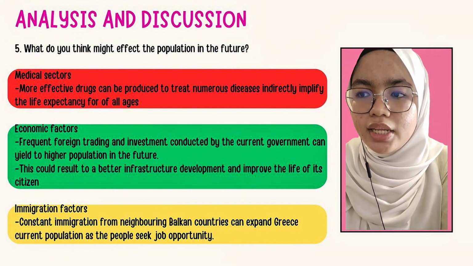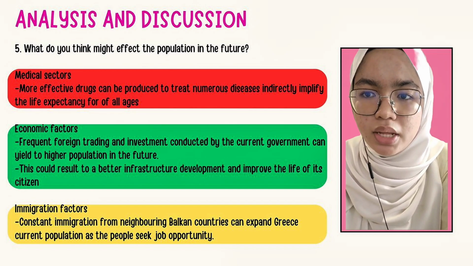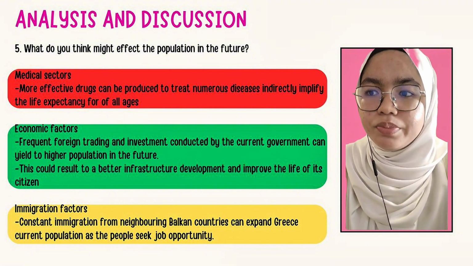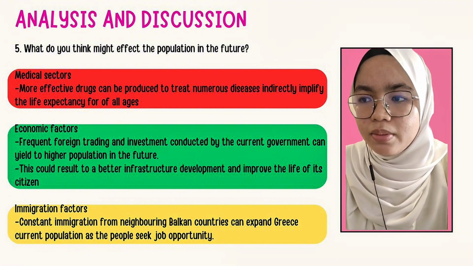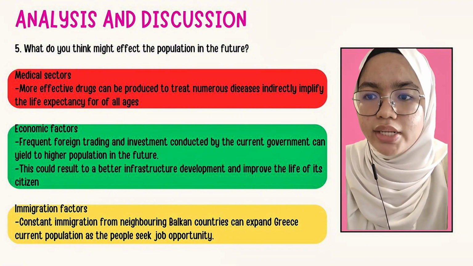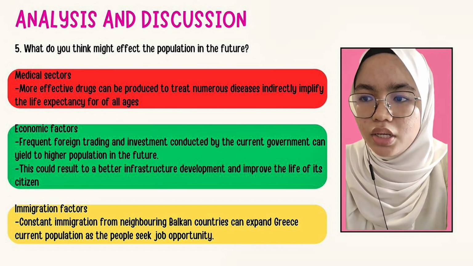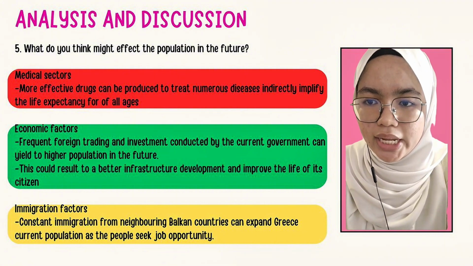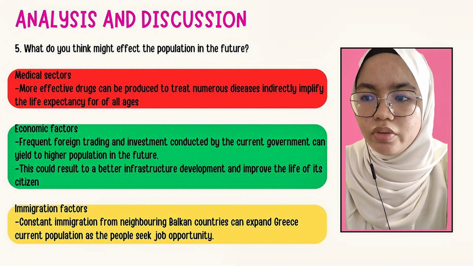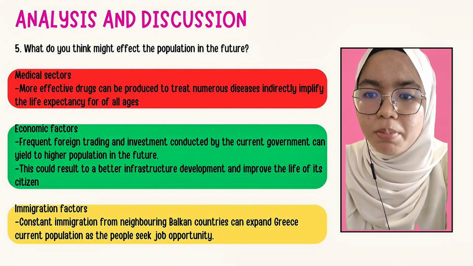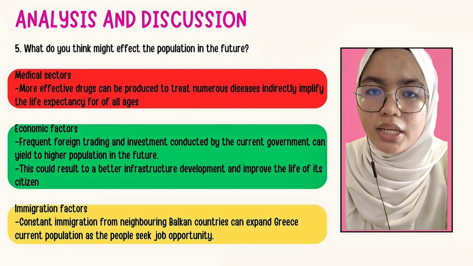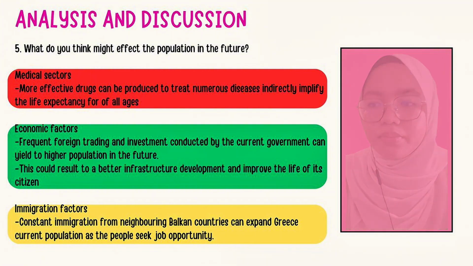The reason is this can lead to better infrastructure development, at the same time being able to improve the life of its citizens. This rapid urbanization can be easily seen in Greek cities like Athens and Thessaloniki, where towering skyscrapers are frequently in sight. Lastly, constant immigration from neighboring Balkan countries can also expand Greece's current population, as these people seek job opportunities in this blessed country.